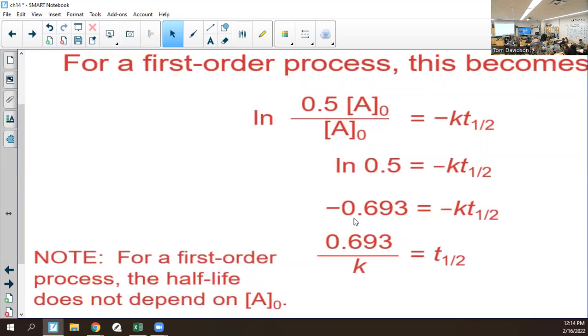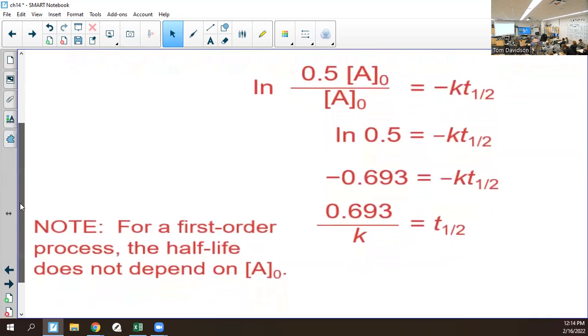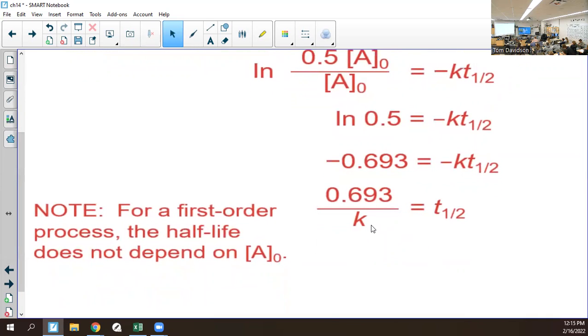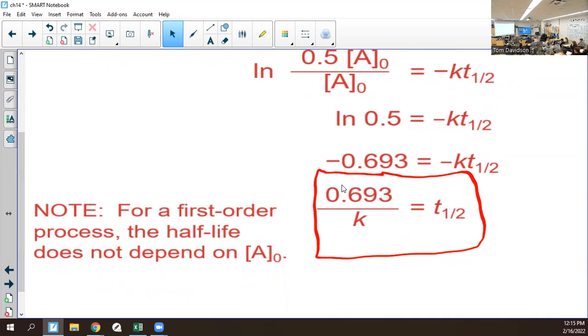So this isn't a number we made up. It's the ln of 0.5. And so that equals negative kt. If we rearrange it, we bring k under, or negative k, that makes it positive. And so now we have this extremely simple equation to use. You don't have to have it memorized. It's given to you, but it is the half-life. The time for half of it to disappear for a first order reaction, only first order, is equal to 0.693 divided by k.